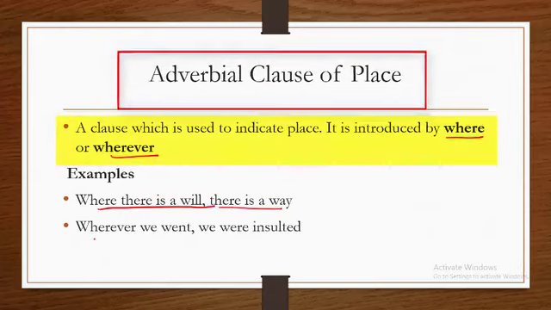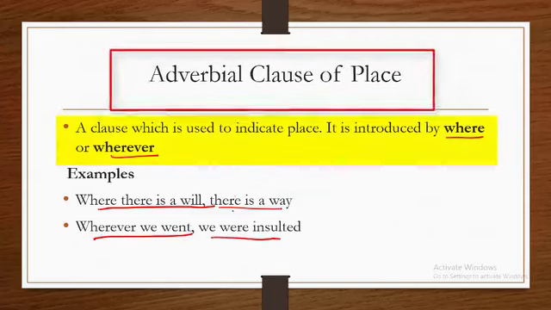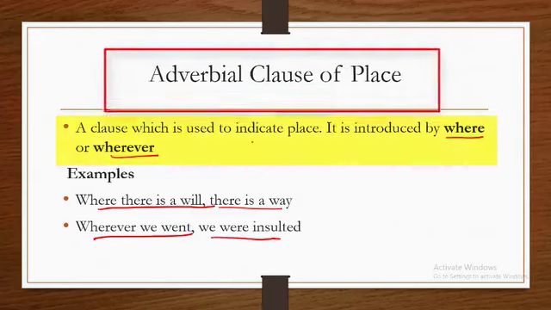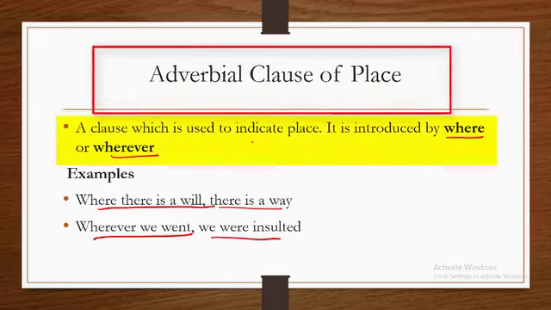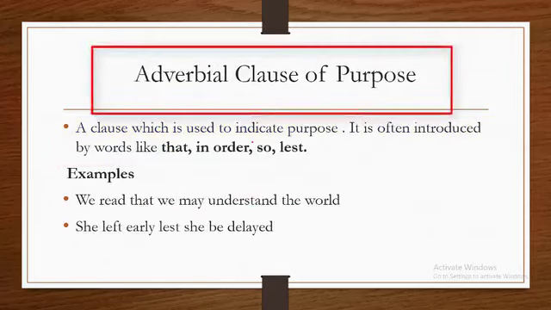I can't say wherever we went, we were insulted, but I can say we were insulted. Okay, but I can't say wherever we went alone. So these expressions containing where and wherever are adverbial clause of place. Okay, then we have adverbial clause of purpose.